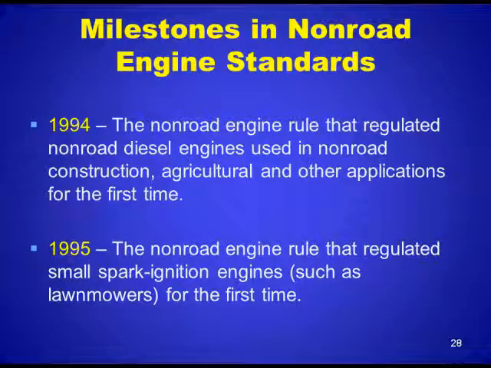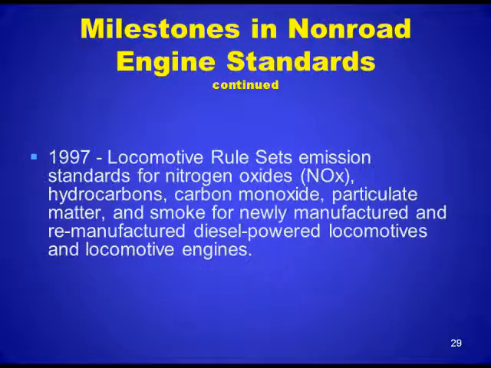Milestones in non-road engine standards. In 1994, we had the non-road engine rule that regulated non-road diesel engines used in non-road construction, agricultural, and other applications for the first time. In 1995, the non-road engine rule was promulgated that regulated small spark ignition engines, such as found in lawnmowers, for the first time. In 1997, we had a locomotive rule that set emission standards for nitrogen oxides, hydrocarbons, carbon monoxide, particulate matter, and smoke for newly manufactured and remanufactured diesel-powered locomotives and locomotive engines.